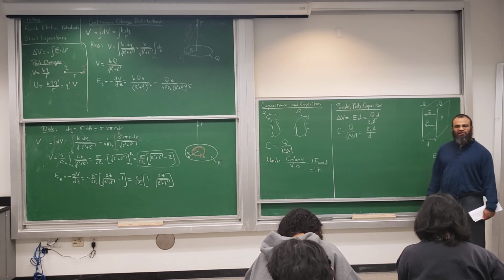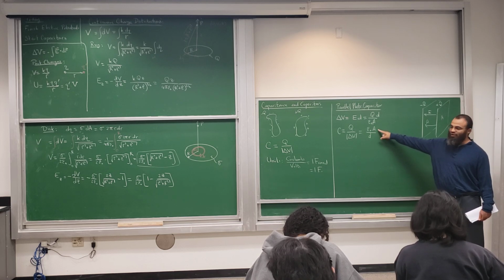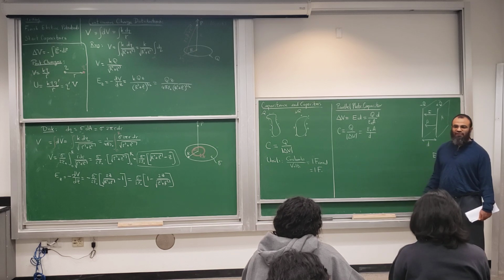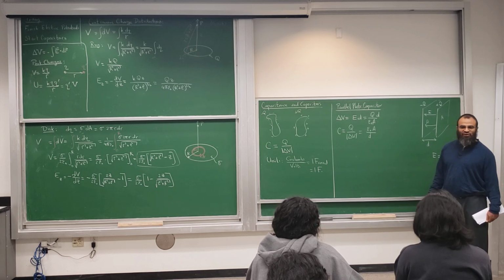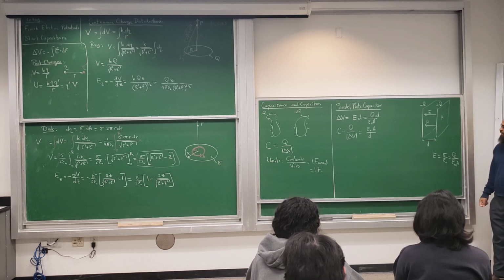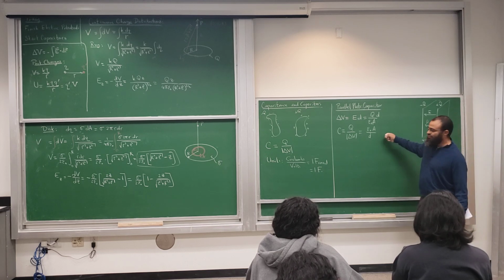If you want a larger capacitance, what do you do? You make the area larger, or make the distance smaller. And then we'll talk about the third way later toward the end of the chapter. Okay, so that's for parallel plates.